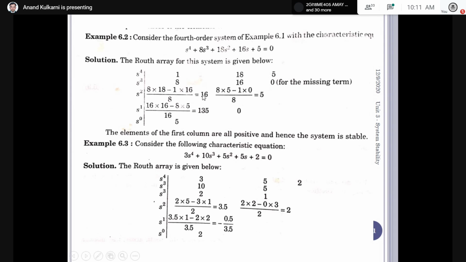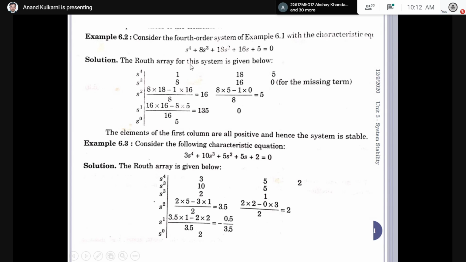That is the key element of the third row. To calculate the fourth row, the third row becomes the key element. To calculate the third row, the second row becomes the key element. Remember that. So it will become 135. Then there is no other calculation here. Then the last row: 135 into 5 minus 0 divided by 135 is 5 only.